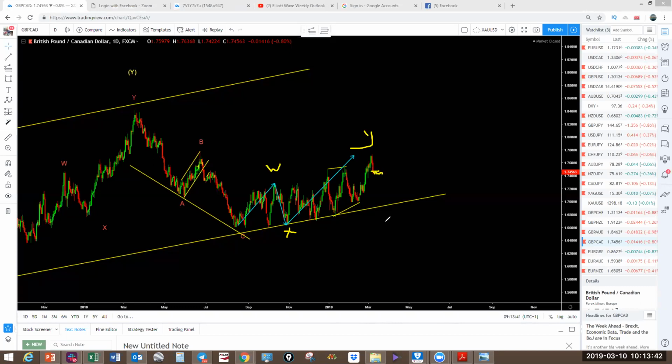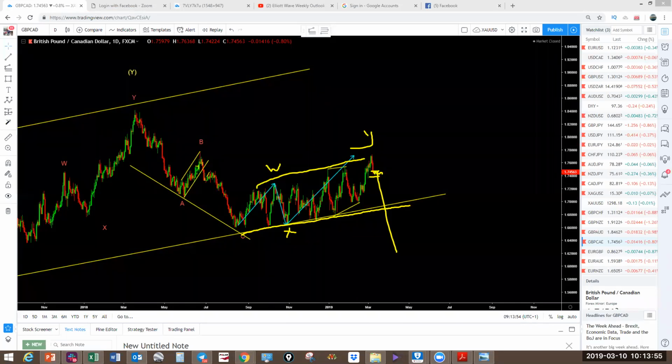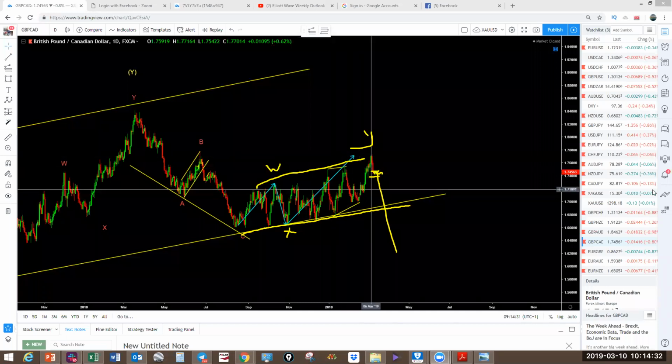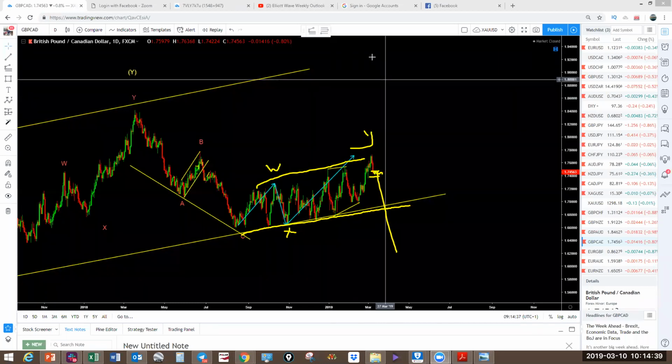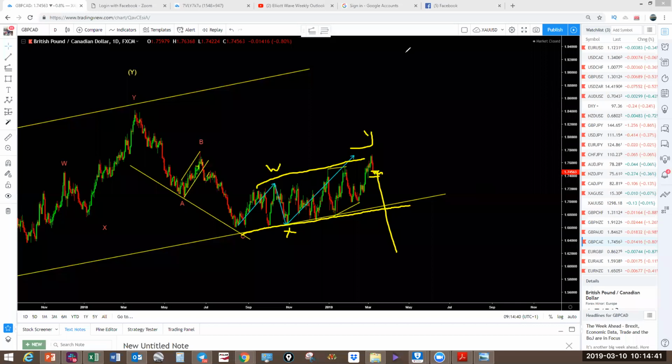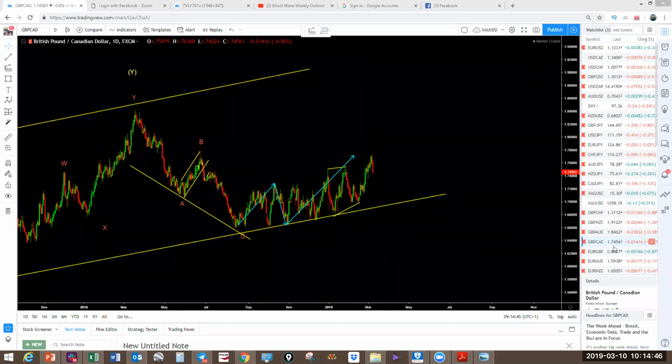Let's see if we're going to get a corrective structure. So if we get a corrective structure, then this corrective structure that has been playing out since September last year would have ended, and then we'll look for this to come down. Okay, so that's what we're going to be looking at. It's simple to wait for in the next coming sessions. You don't rush in, you wait for the current structures to play out. That will give you a clear direction. Okay, so that is pound CAD. That concludes all the pound pairs.